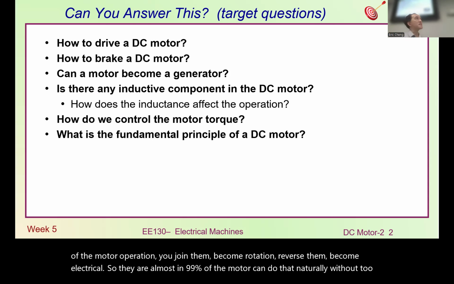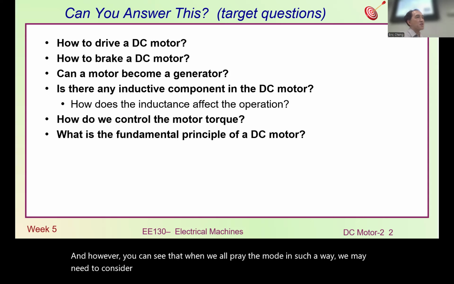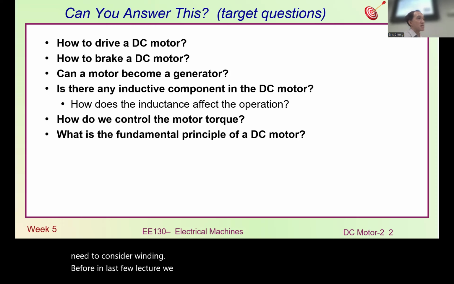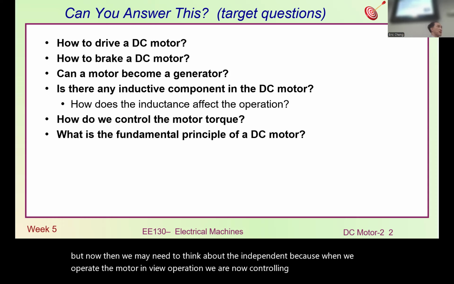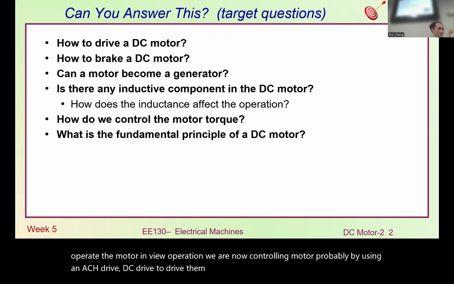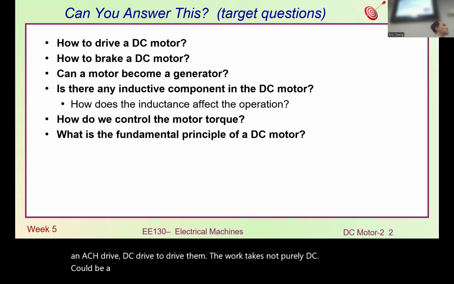However, when we operate the motor in such a way, we may need to consider the winding. In the last few lectures, we only considered the motor as the armature resistance RA, but now we may need to think about the inductance. Because when we operate the motor in real operation, we are probably controlling it using a DC drive. The voltage is not purely DC; it could be moving or fluctuating DC voltage.